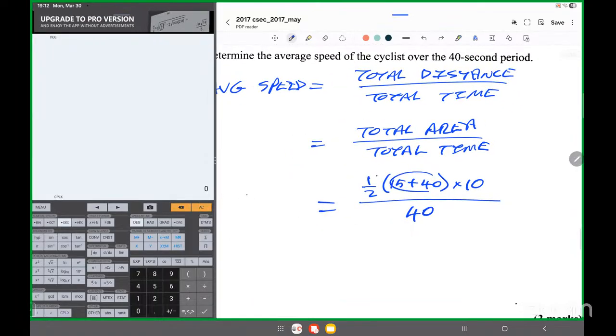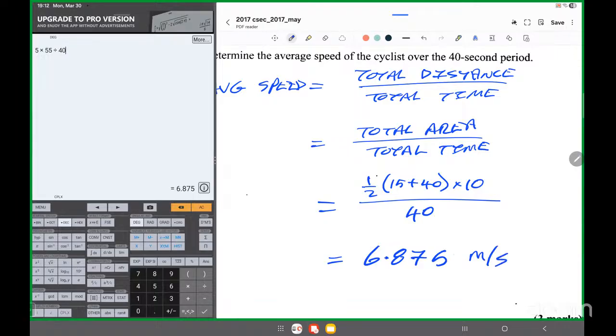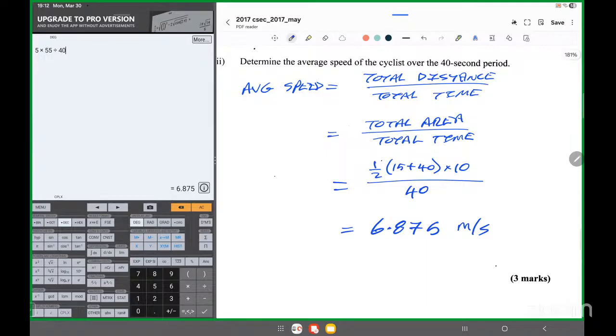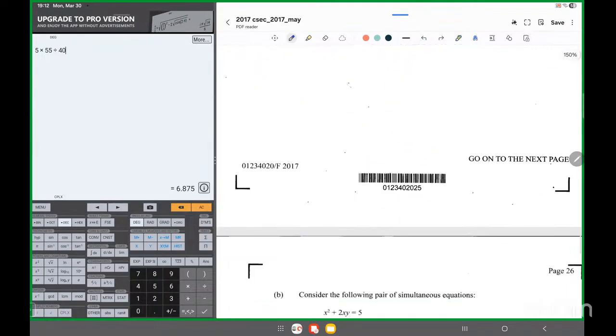Working that out, this is how much? 55. So it's half of 55. Half of this 10 is 5. So it becomes 5 times 55 divided by 40. That becomes 6.875 meters per second. That is it. Half of this 10 is the 5, and then the 15 and the 40 is 55, divided by 40. That's it.